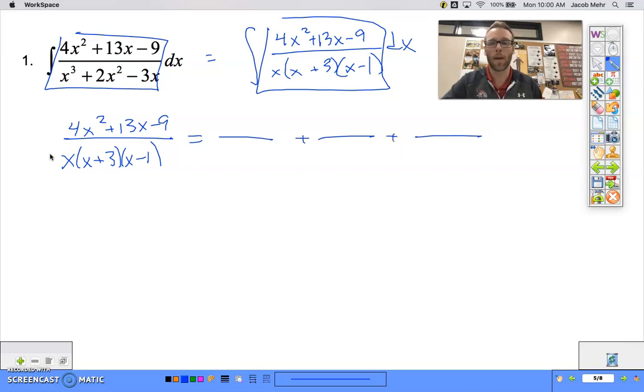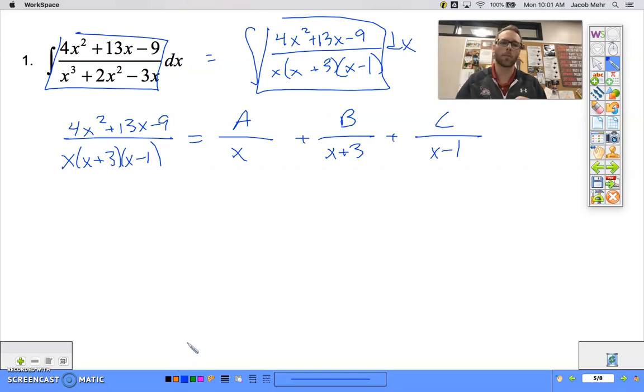Now, because we have 3 factors in the denominator, we have 3 different fractions that we're going to use. Our first denominator has to have x. X is a linear term, so it gets a constant numerator. Our next factor in the denominator is x plus 3. That is also linear, so it gets a constant numerator. X minus 1 is our last, and that is also linear, so it gets a constant numerator. So I set the original equal to my decomposition where I have these 3 constants A, B, and C. Now we have to solve for A, B, and C.